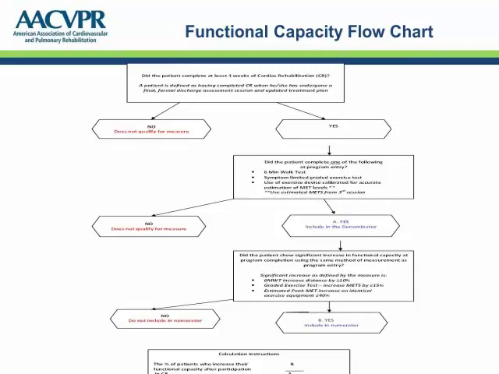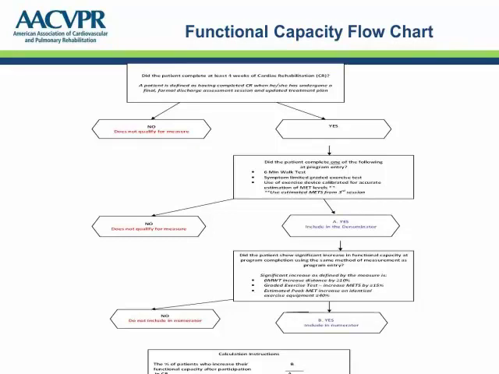performance measure. If the answer is yes, the next question is, did the patient complete one of the following at program entry? Either a 6-minute walk test, a symptom-limited graded exercise test, or use of an exercise device that can be calibrated for accurate estimation of MET level. Again, if the answer is no to that question, the patient is not included in the denominator. If the answer is yes, they would be included in the denominator.